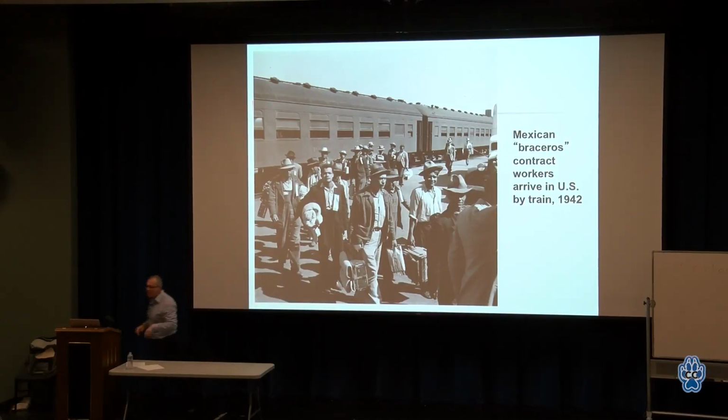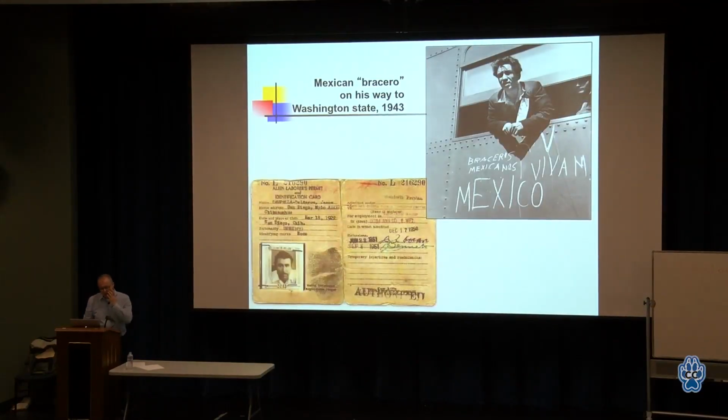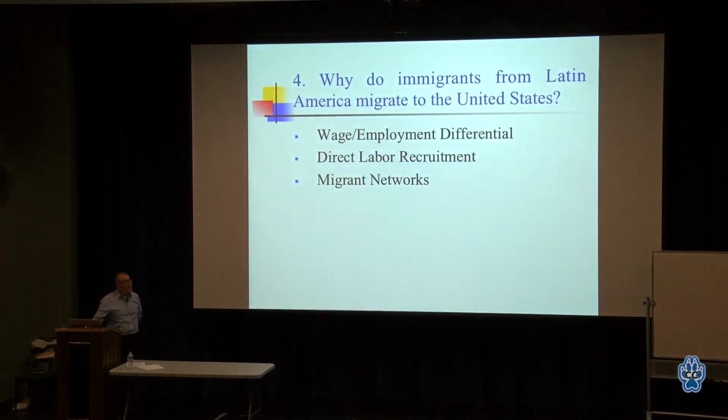And that is what I refer to as direct labor recruitment. Here's another example. This person is going all the way to Washington State to labor and probably pick apples or something like that. Let's talk a little bit about migrant networks. Migrant networks are key.